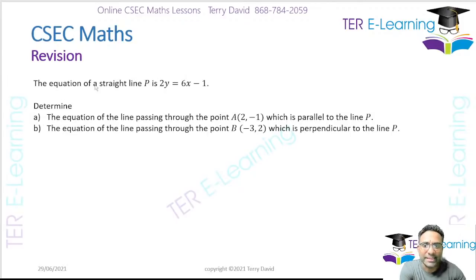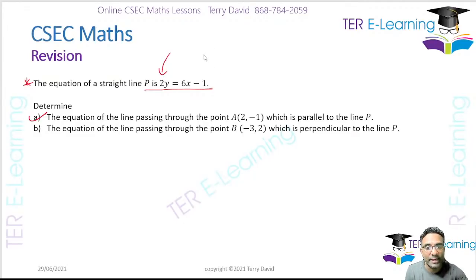All right, so CXC can ask us a question like this as well, right? We have an equation here, and the equation of this line is 2y = 6x - 1. The first part: determine the equation of a line passing through the point (2, -1), but parallel to the line P. Now, CXC loves to bring questions like this because some students just look at the equation and say the gradient of this line is going to be 6, which is wrong.